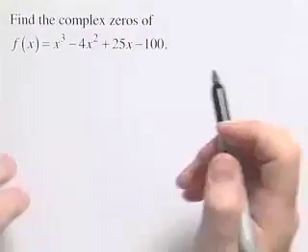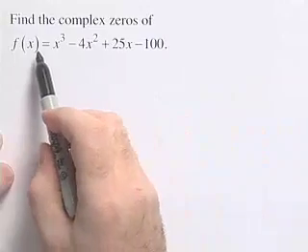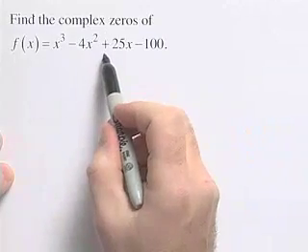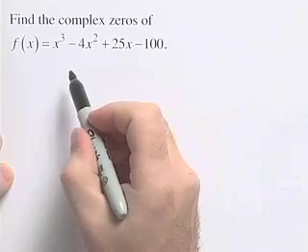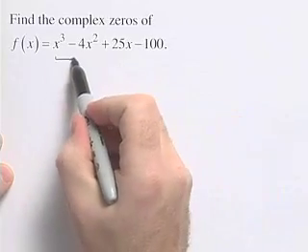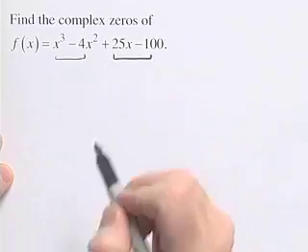For this next problem, we're going to find all the complex zeros for a polynomial function. Our function f of x is x cubed minus 4x squared plus 25x minus 100. We'd like to start by factoring by grouping. We'll group the first two terms together and the second two terms together.